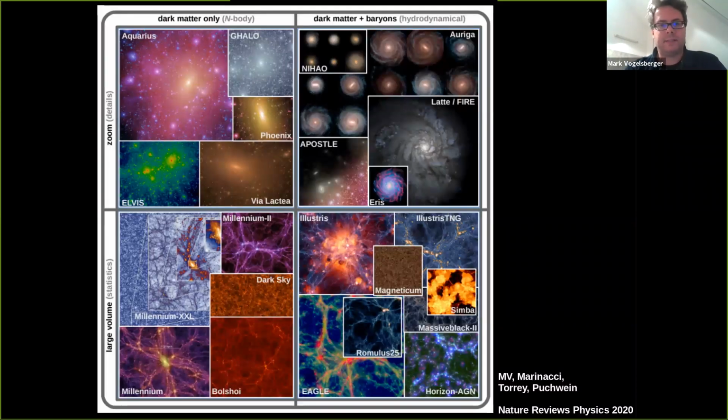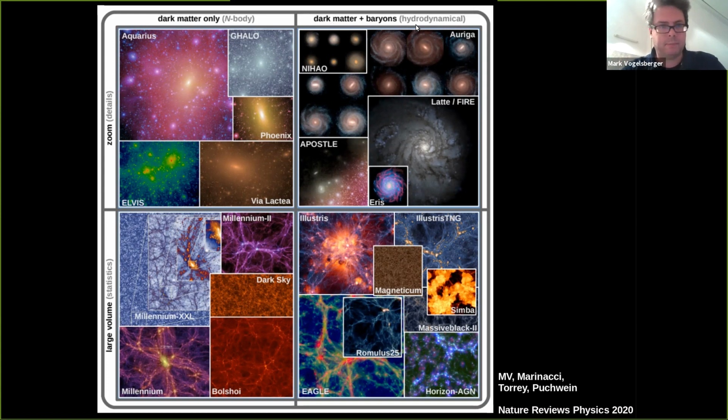Now, over the last 10 years, there have been a lot of different simulations, a lot of large simulation campaigns. To some degree, this has now become an industry. What you see here is an overview of the different simulations. Most of them have been done in the last 10, 15 years, where we split the simulations into Zoom simulations and large volume simulations. And then there's another split into dark matter only and dark matter plus baryons.